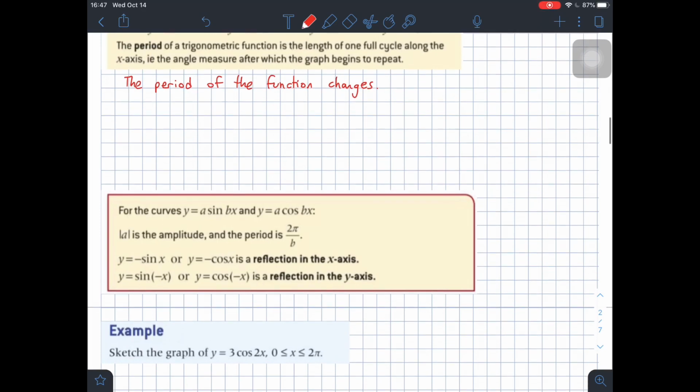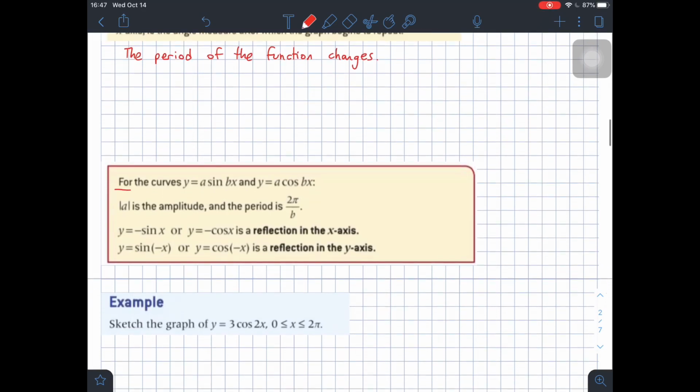Okay, so to generalize what we just said, it says, for the curve y equals a times sine of bx, or a times cosine of bx, the absolute value of a, that is the number that is in front of the circular function, is the amplitude, while the period is given by 2 pi over b. This is like a formula that you need to remember because it's not in the formula booklet. To find the period of a function, you need to perform this operation, 2 pi over b.